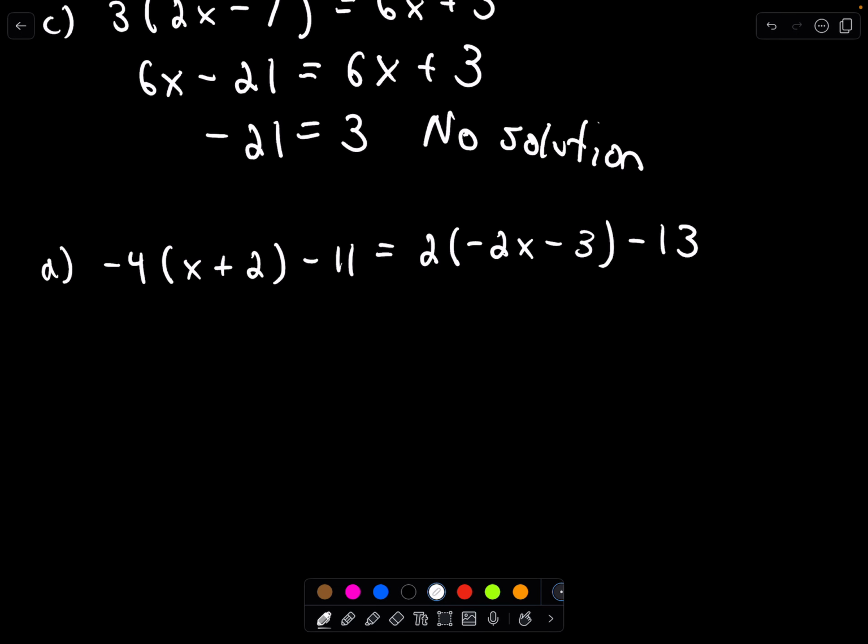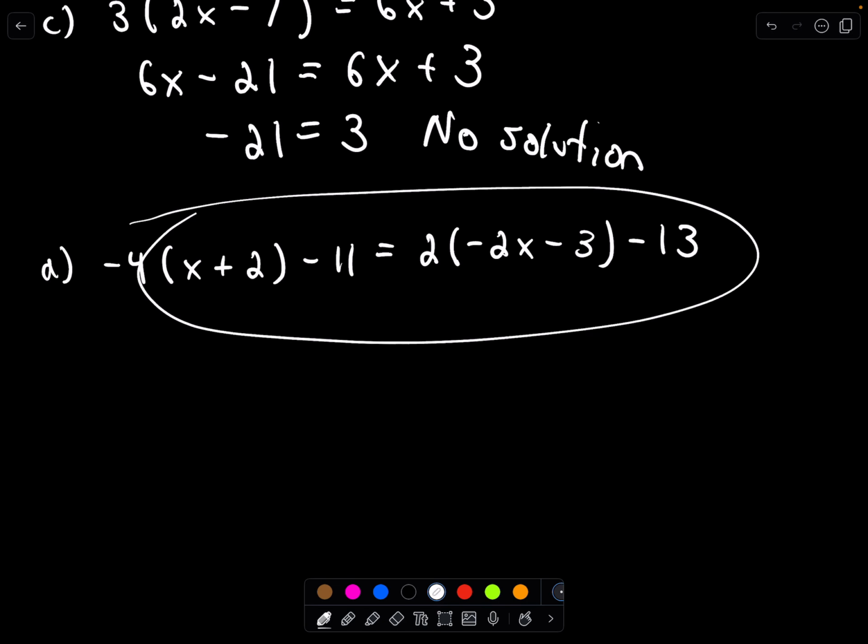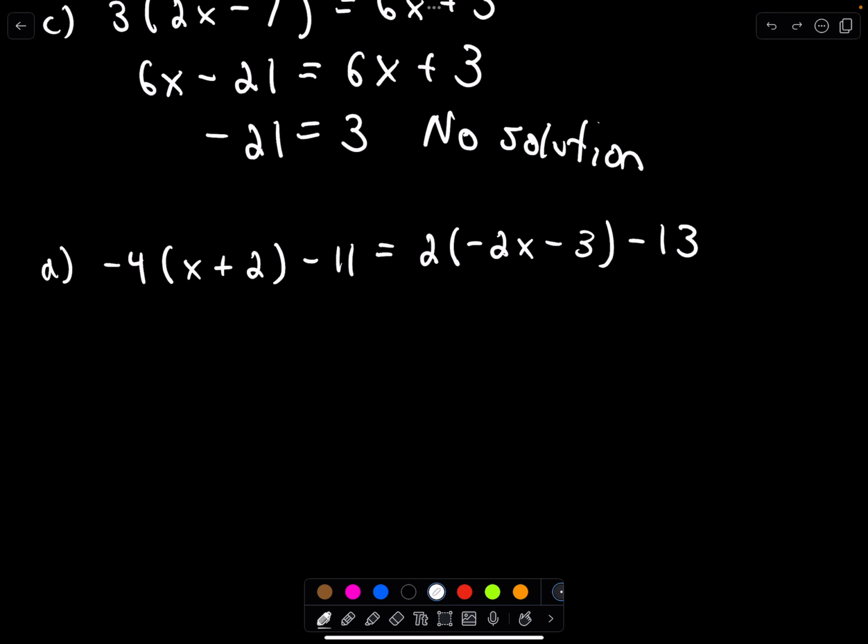All right, last but not least, let's try one more, because I'm looking at this immediately, and maybe I don't recognize whether this is going to be an identity or no solutions, or maybe it just simply has a unique solution here that we have to find. So let's see if we can't come up with a solution for this one real quick. So we'll do the same thing. We'll just distribute. So negative 4 times x is negative 4x. Negative 4 times positive 2 is negative 8. Now notice the negative 4 is only being distributed to those terms in the parentheses. So this negative 11, that one is just hanging out.